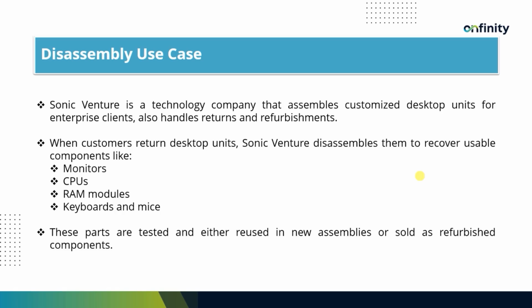When customers return desktop units, Sonic Venture disassembles them to recover usable components like monitors, CPU, RAM modules, keyboards, and mice. These parts are tested and either reused in new assemblies or sold as refurbished components. This use case essentially represents the initiation of the disassembly process, illustrating how a finished product is broken down in practice. It highlights how business requirements or operational needs drive the recovery of components, their testing, and their reuse in new assemblies or sale as refurbished parts.